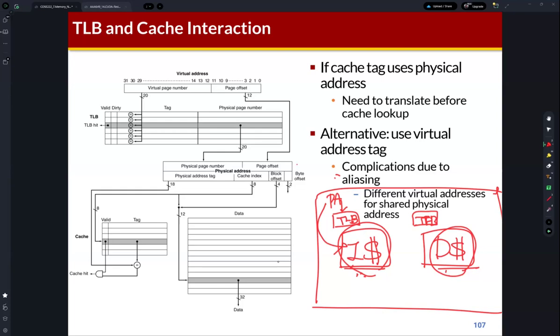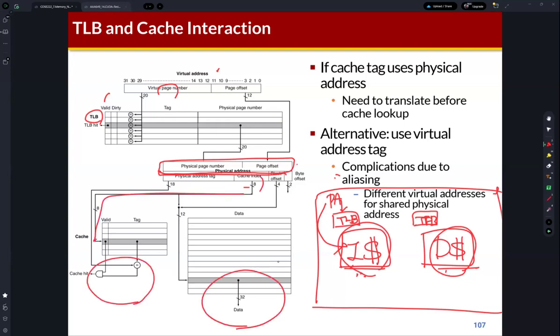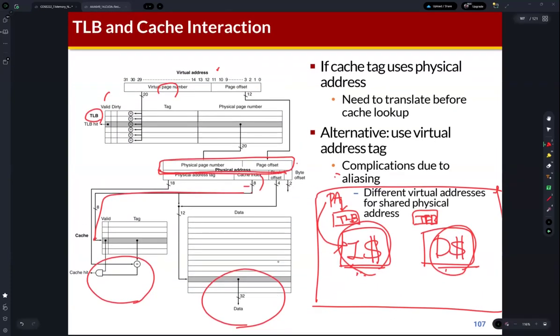Like this. This is the virtual address, and this is the virtual page number. First, we access the TLB. If a TLB hit is encountered, then we can get the physical address. So this is the physical address. Then using this physical address, we can access the cache. This is the real memory operation in a CPU. But what's the problem?